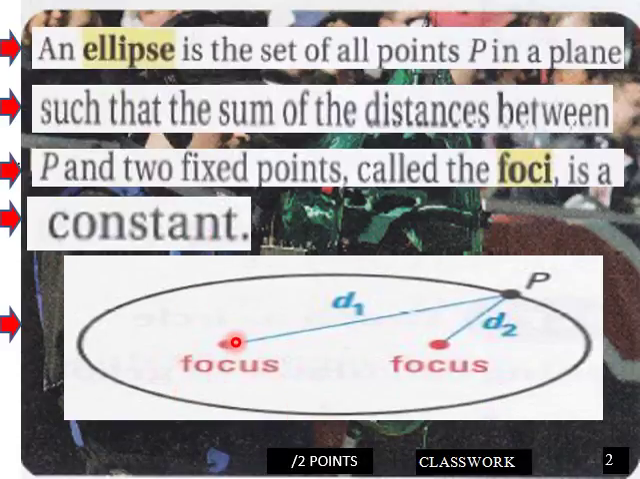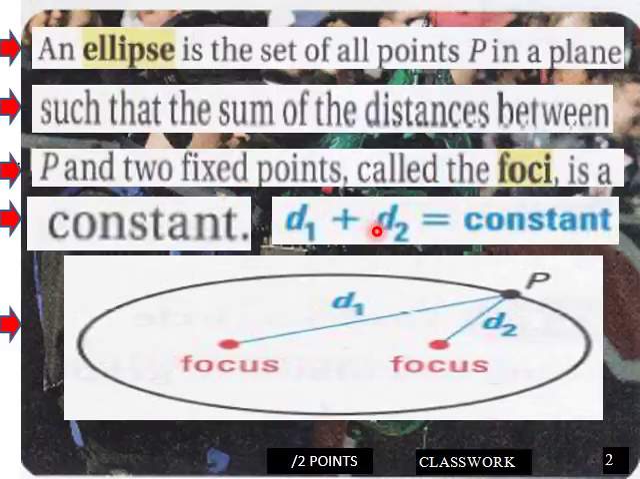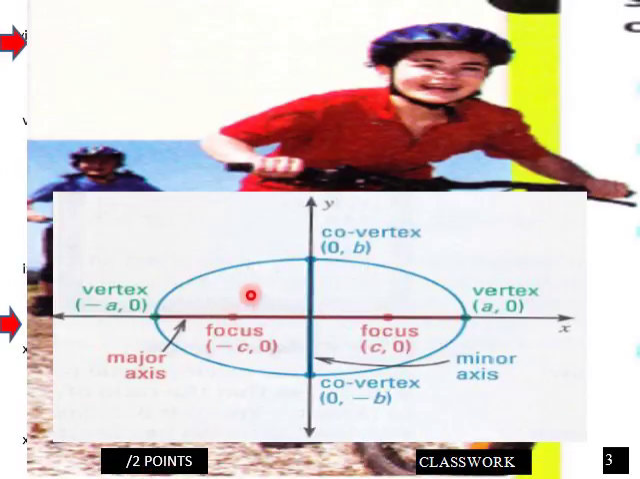So we have a focus here, and a focus here, D1, D2. So the sum of the distances between P and two fixed points called the foci, D1 plus D2, would equal a constant here. And this is unique. So we have an ellipse here, we have focus here, we have focus here. This is our major axis here. This would be our minor axis here. Vertex, vertex, co-vertex here.